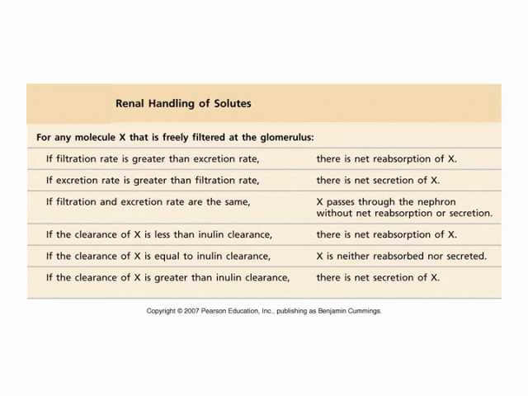So in terms of diagnostic thinking about materials, in terms of renal function, for any molecule X, if it's freely filtered at the glomerulus, if filtration rate is greater than excretion, there is a net reabsorption of it. If the excretion rate is greater than filtration, there is a net secretion of it. If the filtration and excretion rate are the same, that substance passes through the nephron without any reabsorption or secretion.